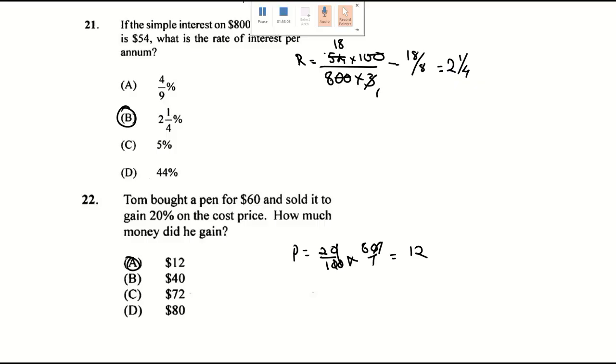And that is the end of this lecture. Not lecture, sorry. That is the end of Consumer Arithmetic, January 2017, Paper 1 CSEC Math.